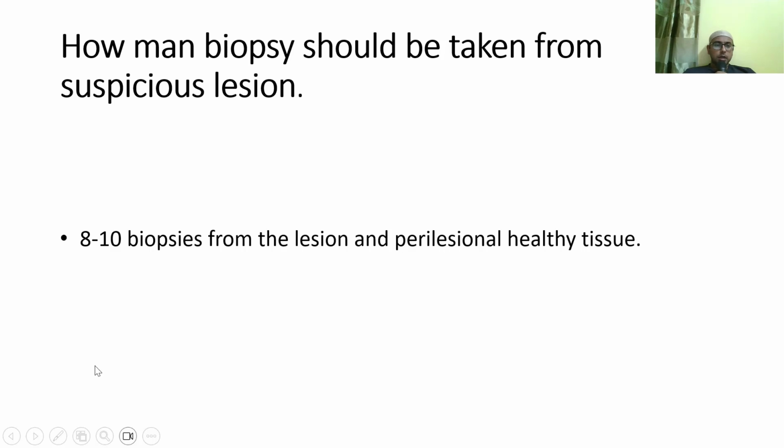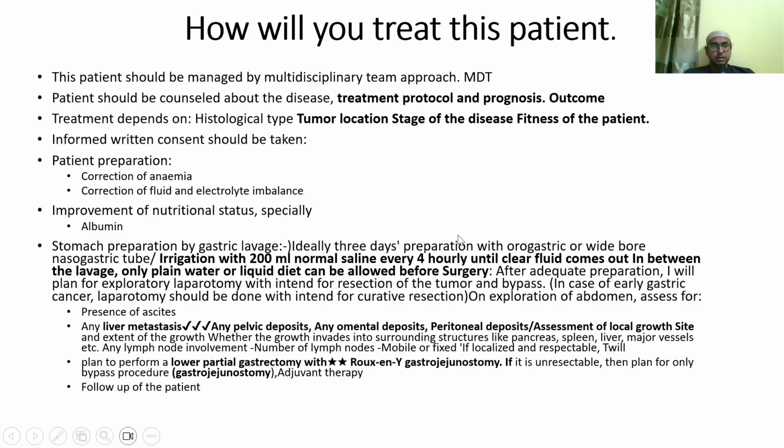So how many biopsies should be taken from the suspicious lesion? So 8 to 10 biopsies from the lesion and the perilesional healthy tissue. So why should a lot of biopsies be taken from the single or the different places? Because there is a chance of false positive or false negative. Okay, so the 8 to 10 biopsies from the lesion must be taken.